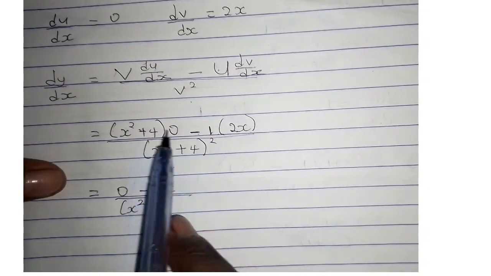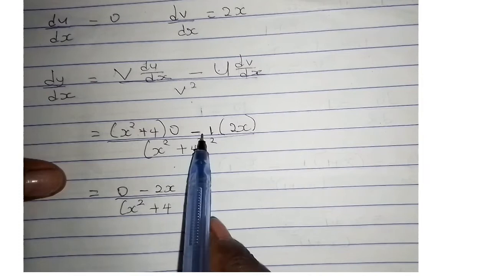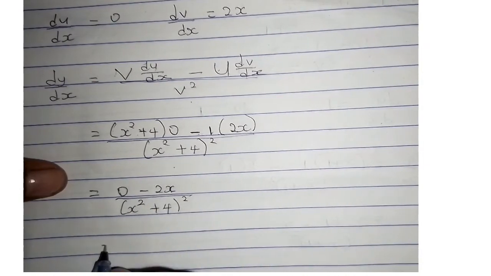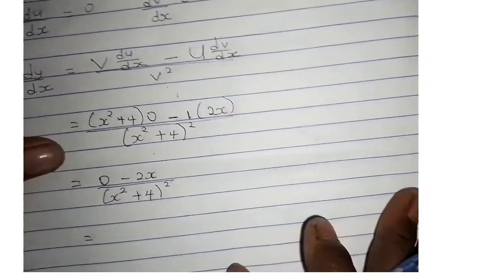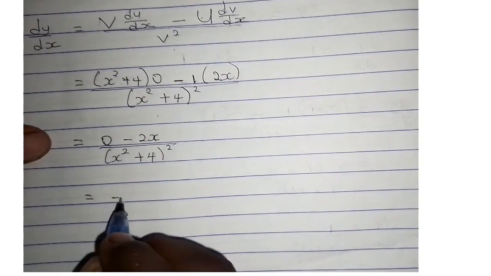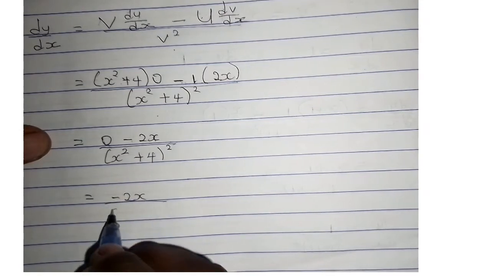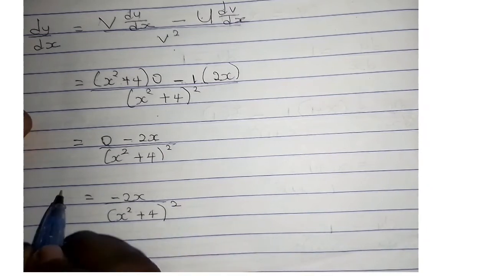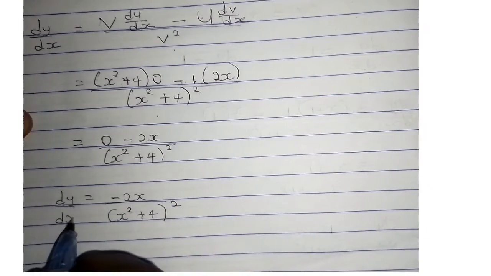When this multiplies, we're going to have this, and when this multiplies, we're going to have this, all over this all squared. So 0 minus 2x, we're going to have minus 2x all over x squared plus 4 all squared. So this is the answer using the quotient rule.